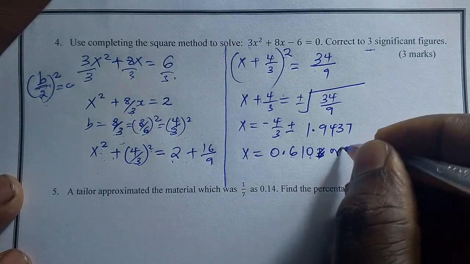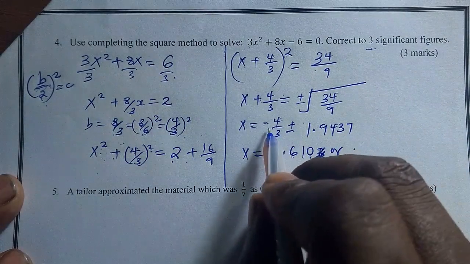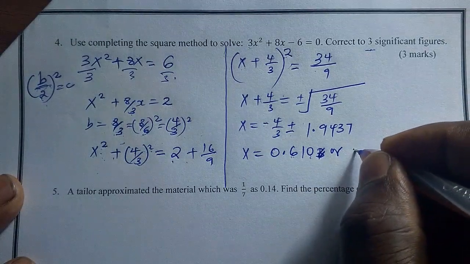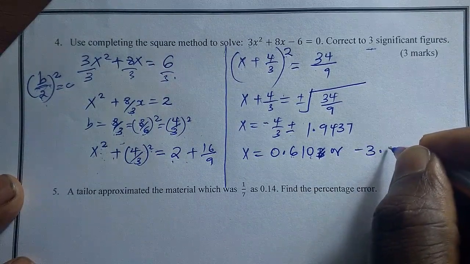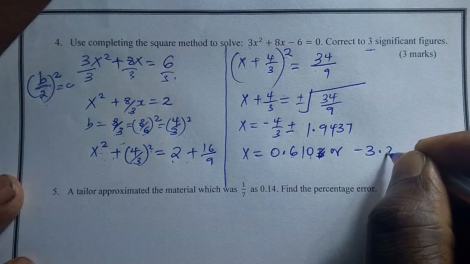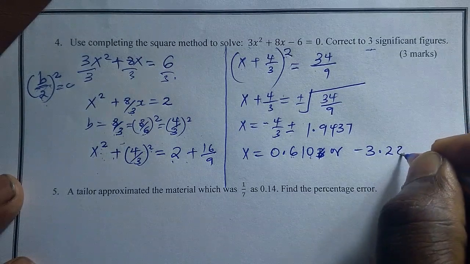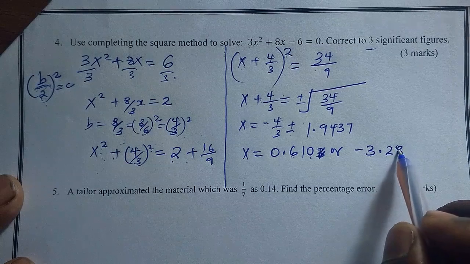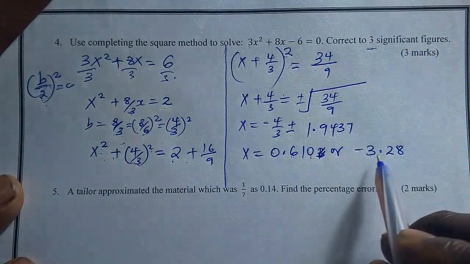Or the negative side is negative this minus this. The answer is going to be negative 3.28. 3 significant figures, 1, 2, 3. I have rounded off to 3 significant figures.